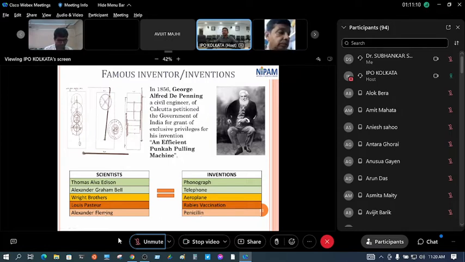Here you can see the picture of the man, George Alfred D. Penny. He was the first patent holder in India. He was from Kolkata, and he was a civil engineer, and he filed a patent application for an efficient pankha pulling machine. This diagram shows the efficient pankha pulling machine. Basically, the invention was very basic, but it was the first patent application which was granted in India. So the name of the man is Charles Alfred B. Penny.